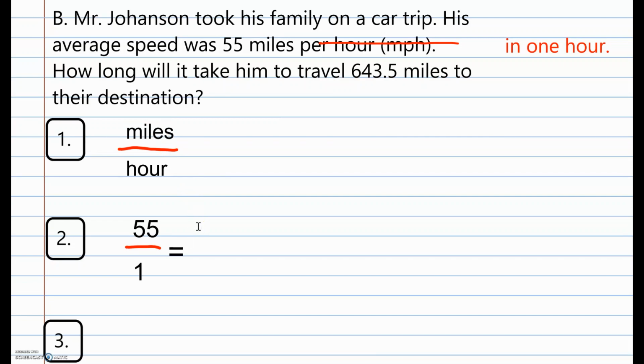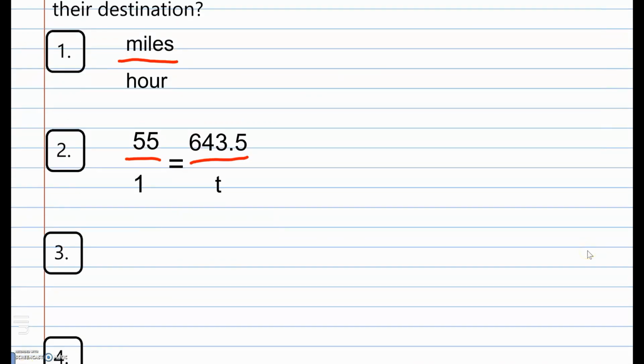So we have 643 and a half. But then we need to determine what is the amount of time that it is going to take. So we'll call that X. Or I know for some of you, you like to relate it to the problem, so I'm going to use T for time. This is your proportion. So what I want you to do now is go ahead and solve this problem.